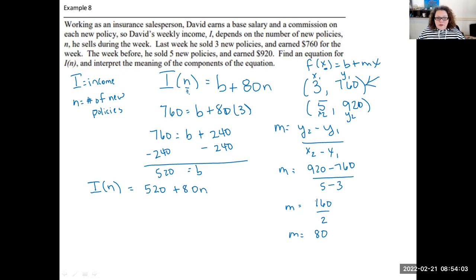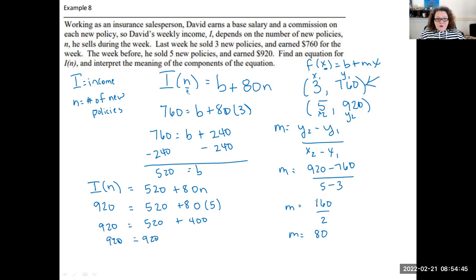Awesome. You can check this by plugging in the other point. I could plug in $920 and see if they come up equal, just in case you want to know how to check yourself. Because I know he got $920 when he sold 5 policies. When you check this, always use the other point. Okay. So 920 is equal to 520 plus 80 times 5, which is 400. 920 is equal to 920.